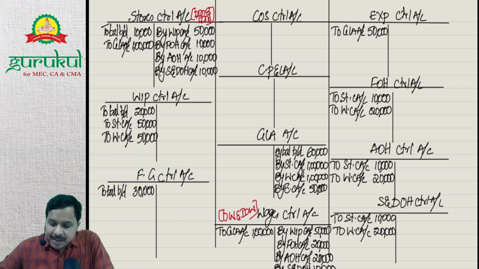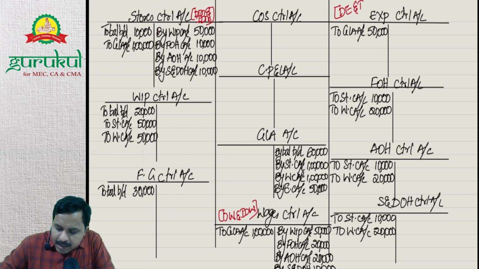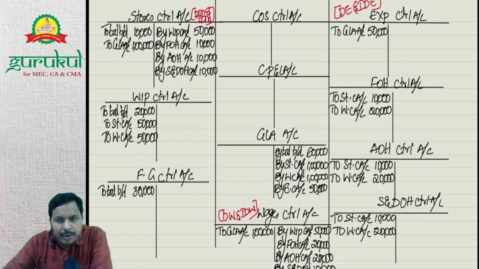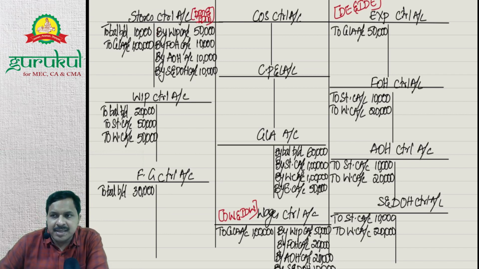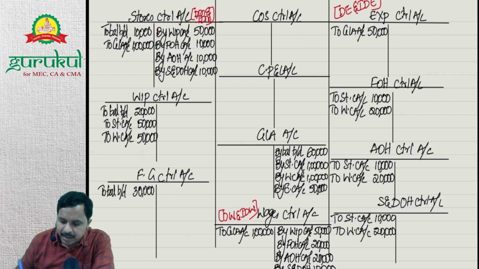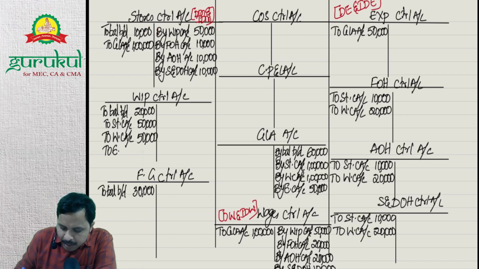Now tell me, these expenses include what and what? Direct expenses and indirect expenses. Now that 50,000 includes both direct and indirect expense. Direct expenses, we transfer to work in progress. Now what will be the entry? Work in progress control account debit to expenses control. Right. Direct expenses, the entry is work in progress control account debit to expenses control account.